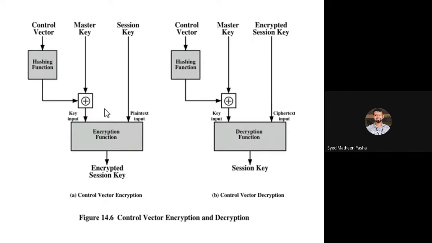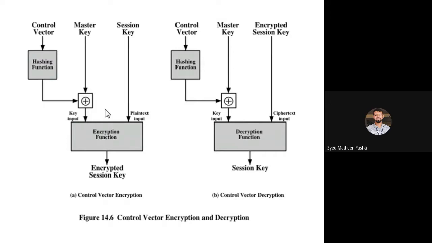The output of the encryption function with respect to the key is your encrypted key, that is, your encrypted session key. Now you have the encrypted session key. That was about your encryption part. Now let's see what happens in the decryption part. In decryption, as we know the working of decryption, the encrypted data is converted to decrypted data.